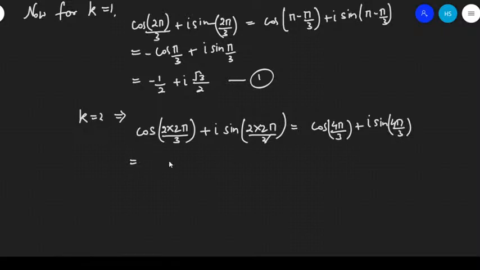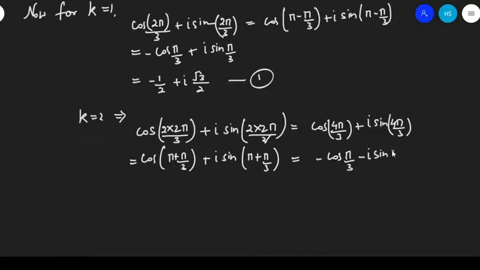It can be written as cos (pi plus pi by 3) plus iota sin (pi plus pi by 3). So by the quadrant rule, it will be negative of cos pi by 3 minus iota sin pi by 3. So it will be minus 1 by 2 minus iota root 3 by 2.